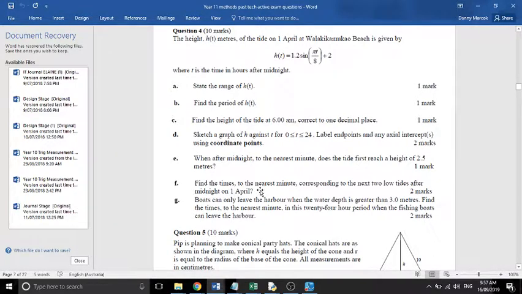So the corresponding next 2 low tides after midnight: one's going to happen at 12 p.m. on the 1st of April. Next one will happen at 4 a.m. on the 2nd of April. Boats can only leave the harbour when the water depth is greater than 3 meters. Find the times to the nearest minute in this 24-hour period when the fishing boats can leave the harbour.